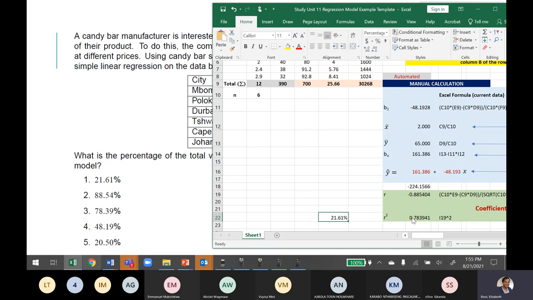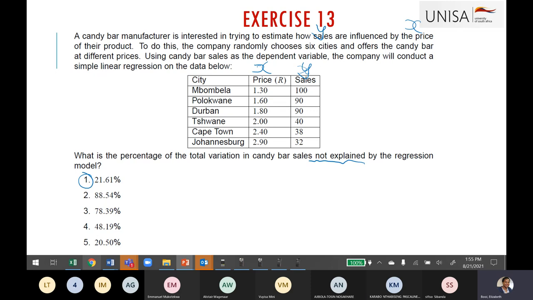So option number one will be your correct answer. This would have been correct if we were only looking for R squared, but we're not looking for R squared. We're looking for the other variation that is not explained in the model.